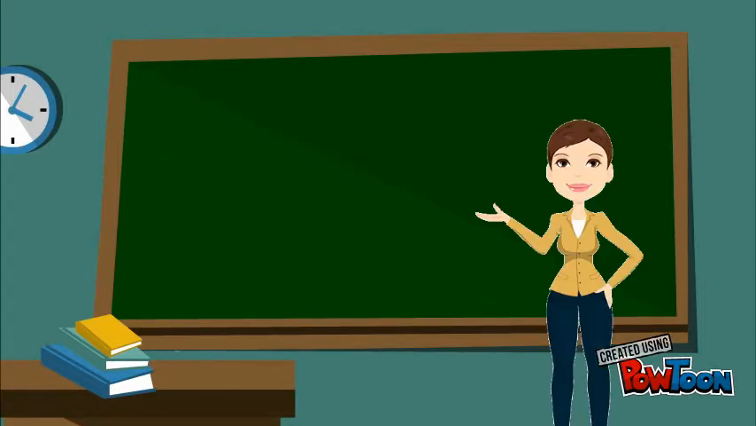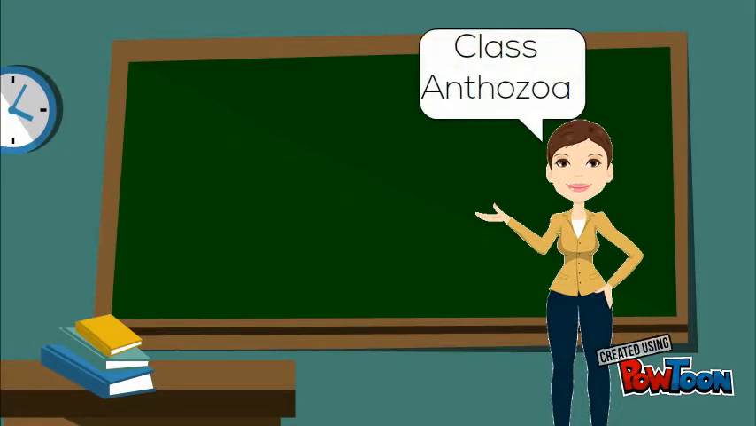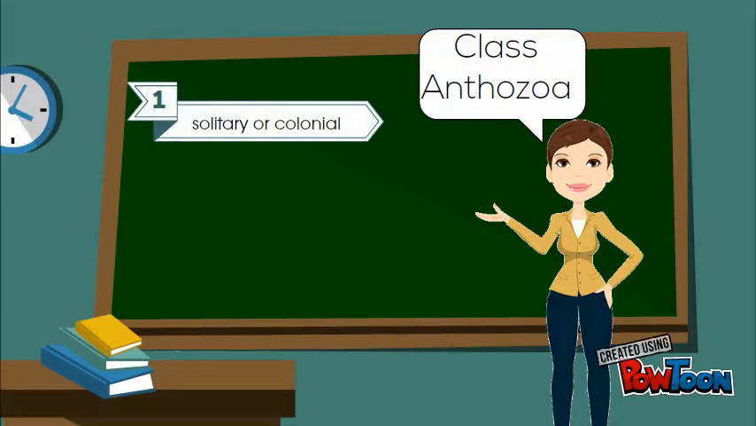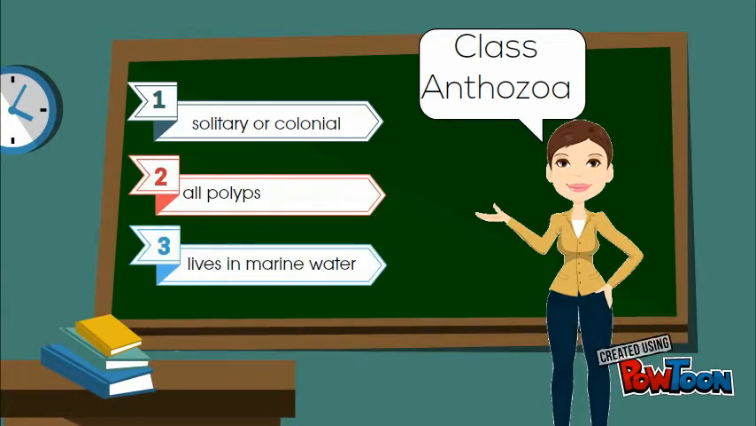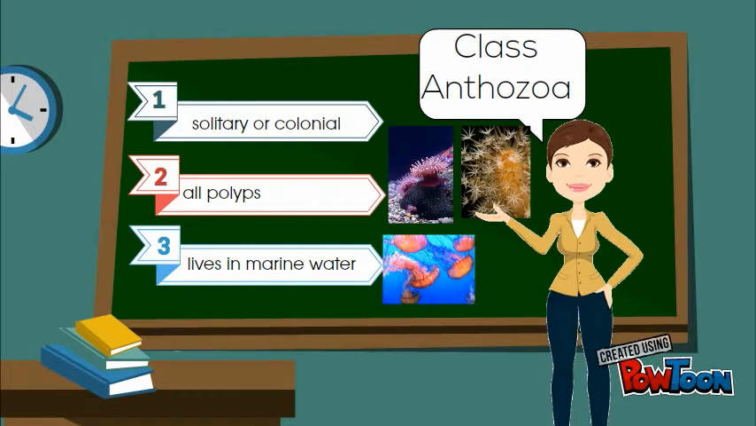The last class under phylum Cnidaria is class Anthozoa. It can be solitary or colonial. The type of this class is all polyps and it only lives in marine water. It has three examples, namely the sea anemones, the corals and the sea pens.